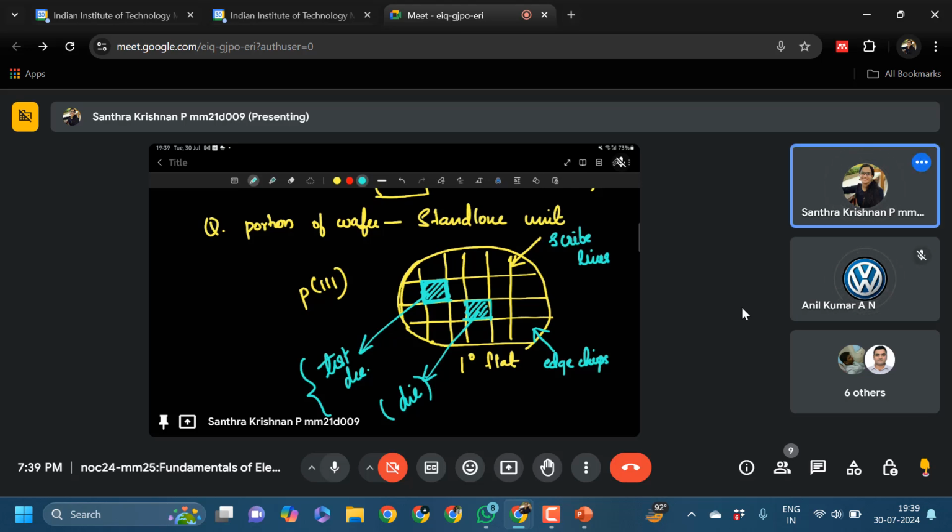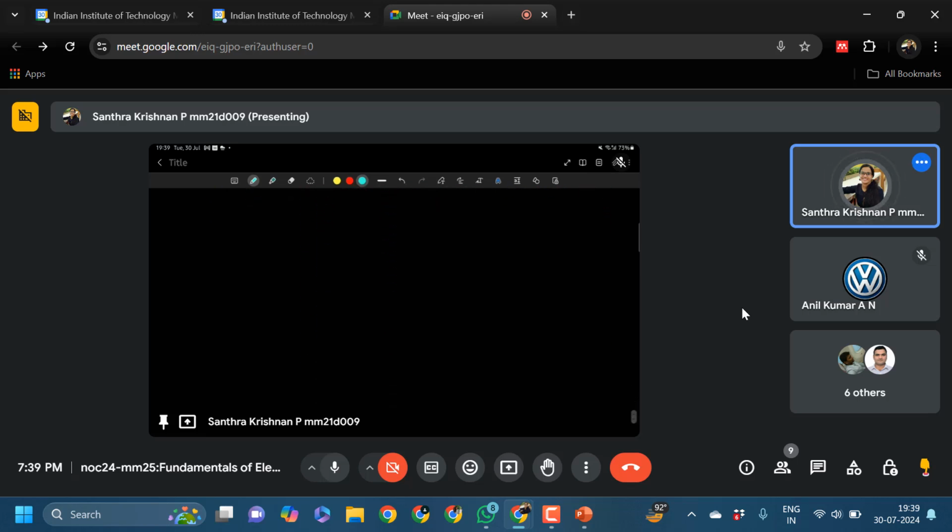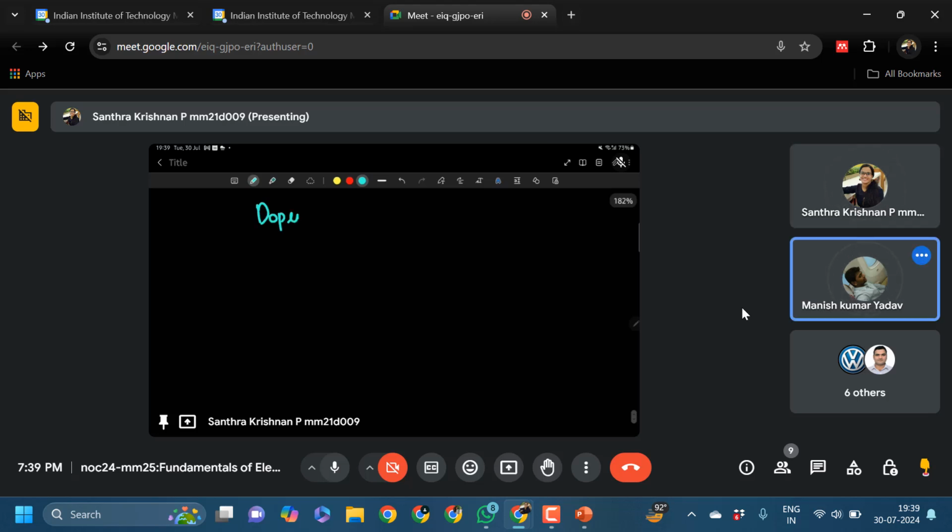Okay. Next, in doping, there are two types, right? What are the two types of doping? Briefly in the first lecture: diffusion and ion implantation. Among diffusion and ion implantation, which one has minimum lateral spread? Ion implantation.